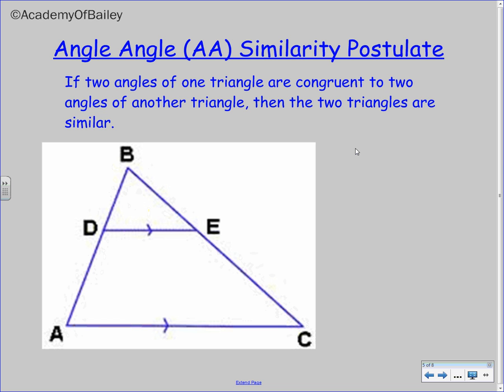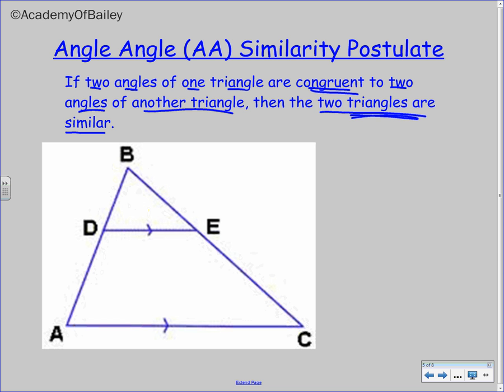So let's look at the postulate here. It says if 2 angles of one triangle are congruent to 2 angles of another triangle, then the 2 triangles are similar. Which means that the 3rd angle will be congruent because of the definition of similar triangles, and then all sides will be proportional.